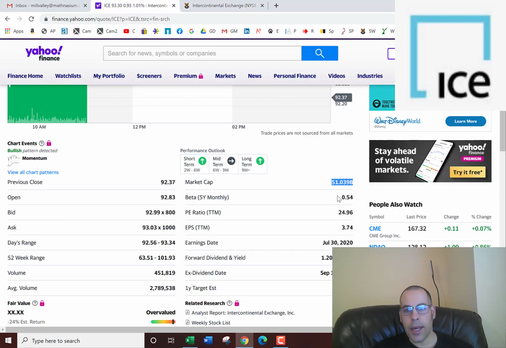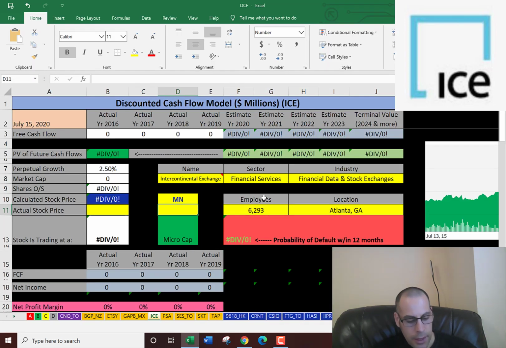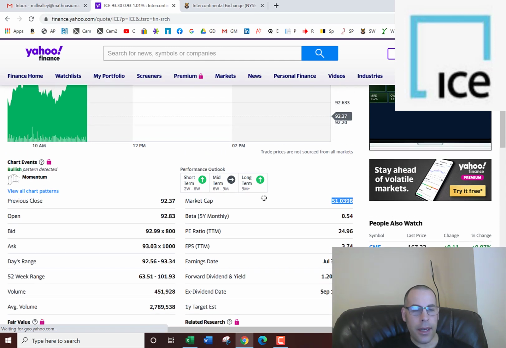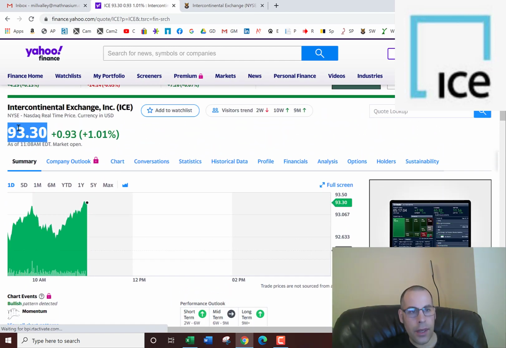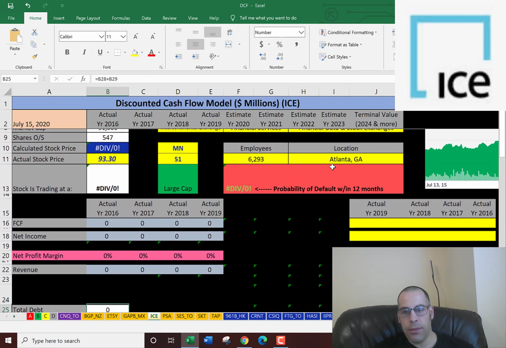This company has a market cap of $51 billion, and that's the value of the company. And then they have a stock price of $93.30, so that's how much it costs to buy one share. And now we're going to look at the financial information of the company.